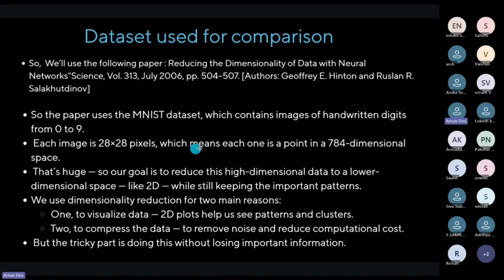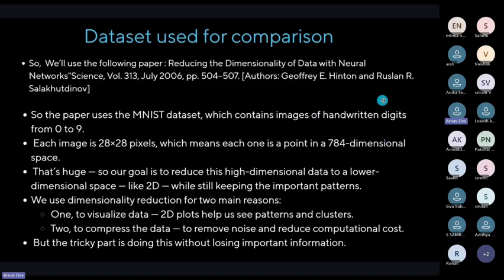We're using this data set because every image is in 784 dimensions. The goal is to reduce this higher dimensional data in such a way that it is representable in 2D. We'll use dimensionality reduction for two main reasons. First, we need to visualize it in 2D, since we cannot visualize anything higher than 3D. Second, we need to compress the data, removing noise and extracting the most important features. So that's the walkthrough of the data set.